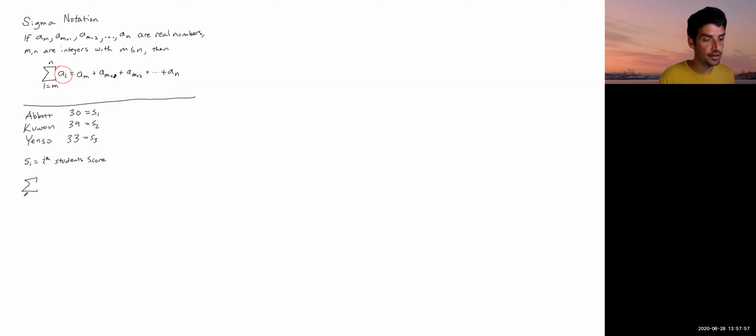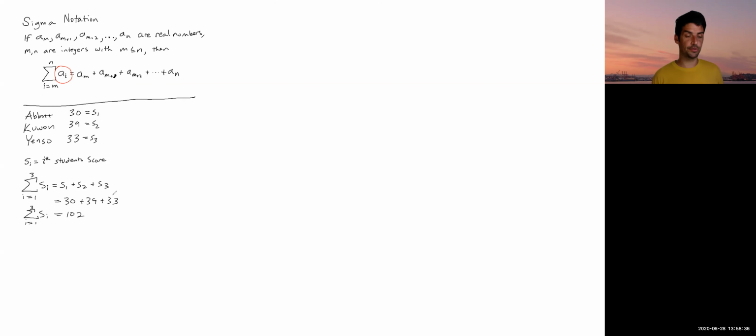So then if I wrote the sum from i equals 1 to 3 of S sub i, what I'm telling you to do is take this form S sub i and write it for each value of i. S sub 1, starting at i equals 1, that's what the bottom tells us, S sub 2, S sub 3, and then of course we know what these are: 30 plus 39 plus 33, which gives us 102. So the sum from i equals 1 to 3 of S sub i is 102.